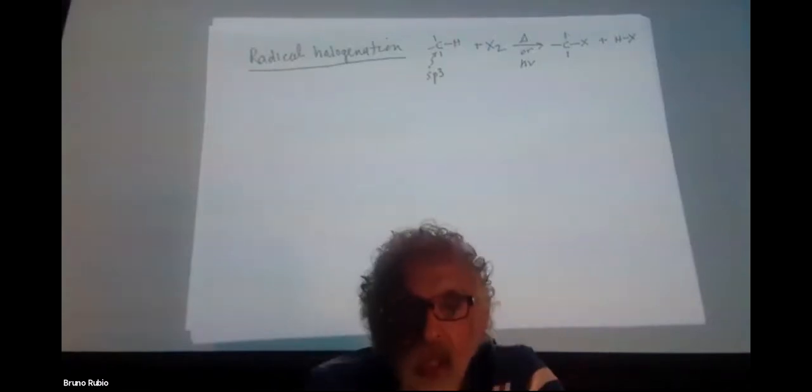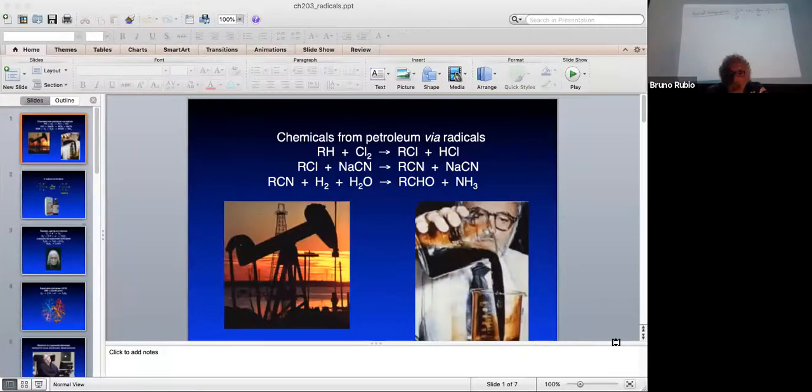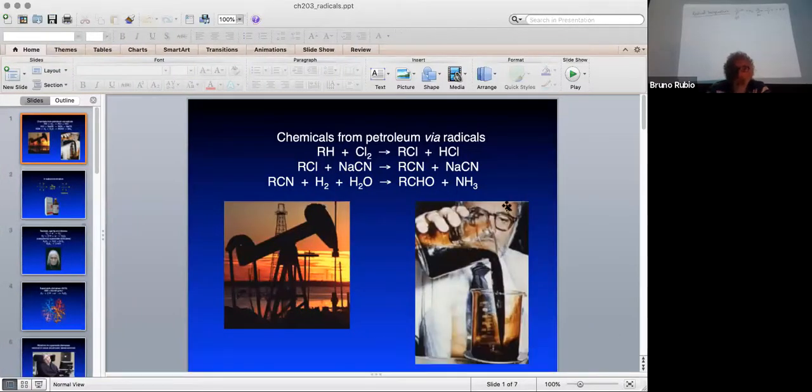Okay, so now before we get into the details of this reaction, let's talk a little bit about why anyone would care. All right, so this radical halogenation reaction is an important reaction, and a whole lot of stuff is known about this reaction because this is one of the major industrial reactions that petroleum is subjected to, right? Petroleum, the lifeblood of our society.